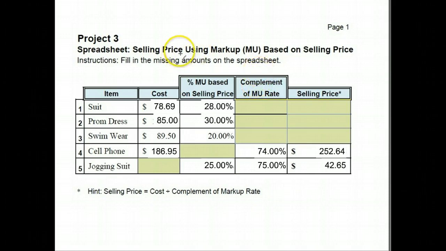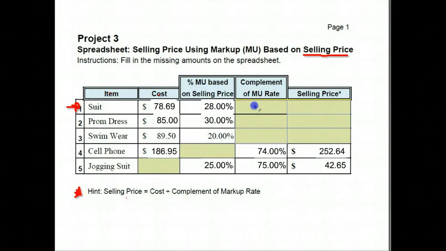Now notice this is a selling price using the markup based on the selling price. They're giving us an item. In this first one, what do we have? We have the item, we have the cost of the item, we have the percent markup that we want based on the selling price. They want the complement of that, and then they want the actual selling price. And down here at the bottom, they give you a little hint. Remember, the selling price is the cost divided by the complement of the markup rate, which is why we have the cost and these markup rates here.